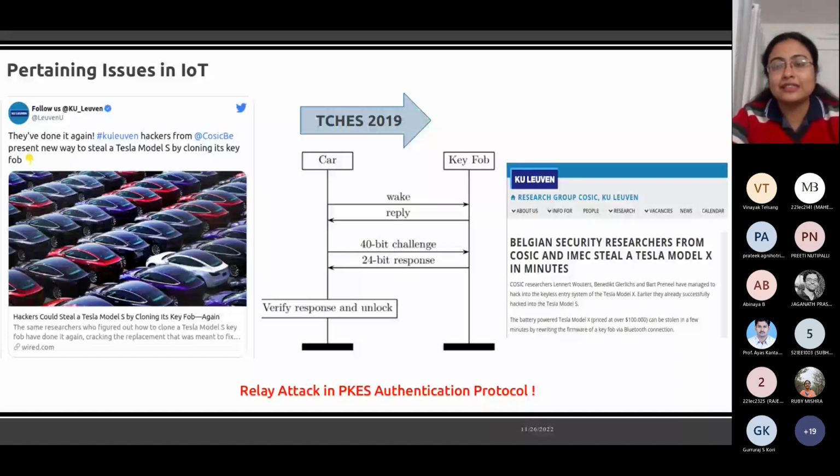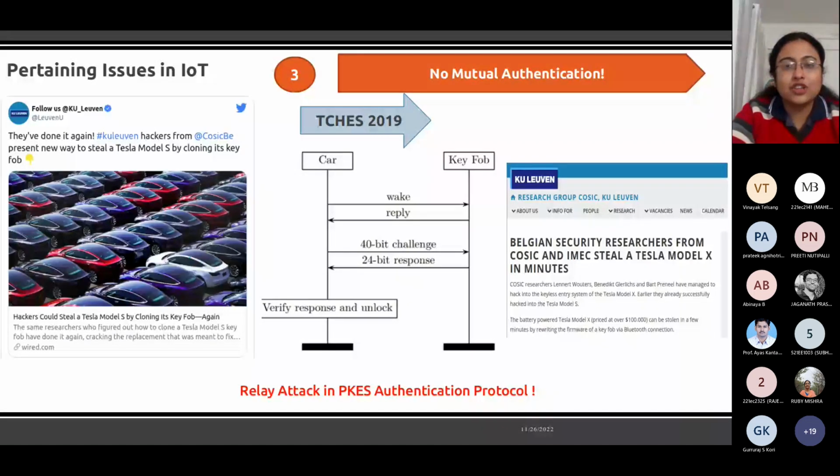You just need to relay some old packets, or you can create a new packet with the correct response and send it back to the car, and the car will verify the response, which is perfectly fine, and unlock the door. So a Tesla car can be hacked very easily. That's my point. There is actually no mutual authentication. The car does not know whether the key fob is correct, and the key fob does not know whether the 40-bit challenge the car is sending is really generated by the car or somebody is randomly sending it. So it is a protocol-level vulnerability.